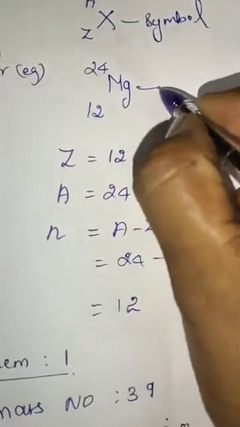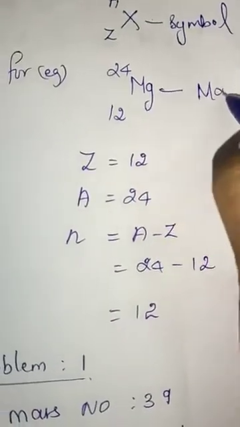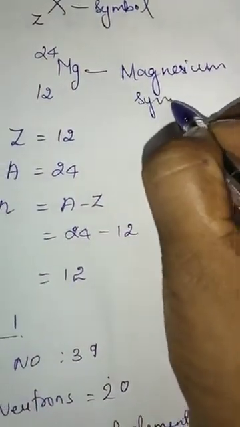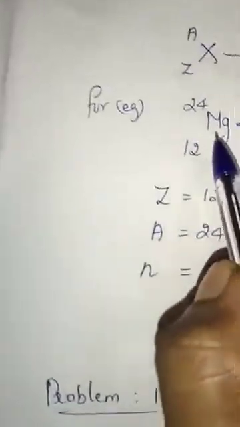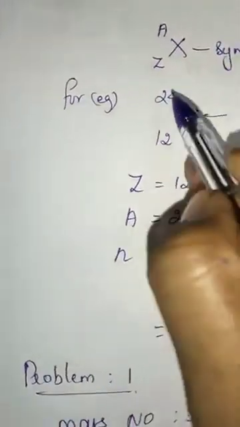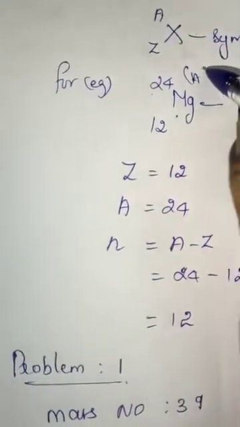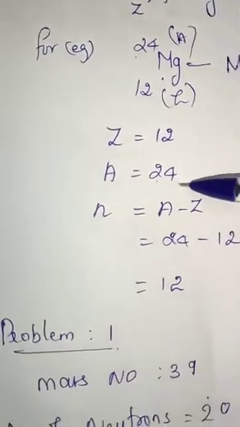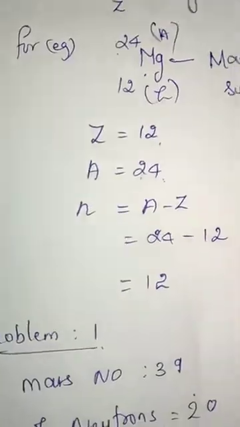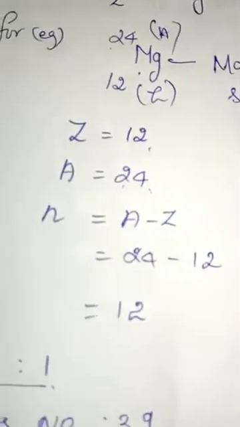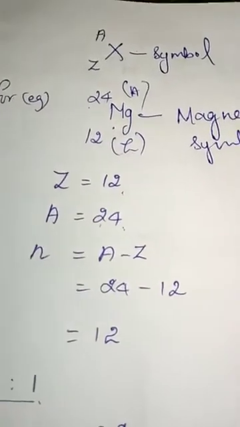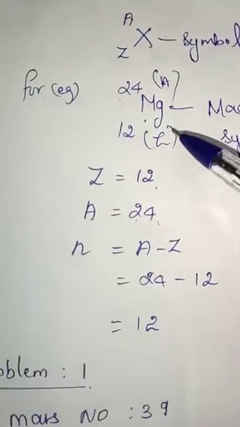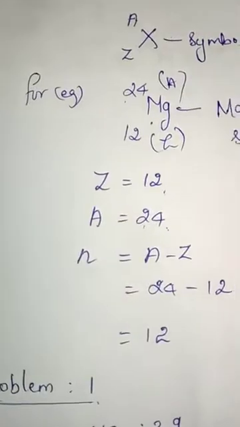For example, we wrote the symbol Mg, which means what? Magnesium. This is the symbol. The symbol of magnesium has been written, and the mass number of this is A and this is Z. Okay. So mass number is 24. Atomic number is 12. From this, how can you find out the neutrons?